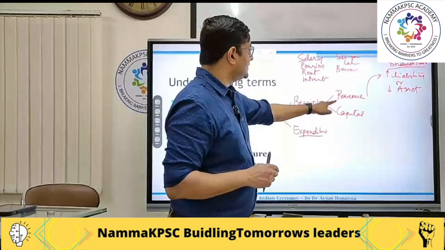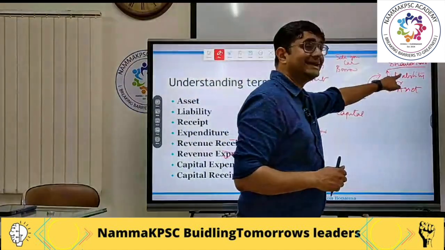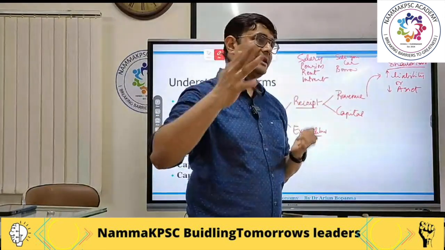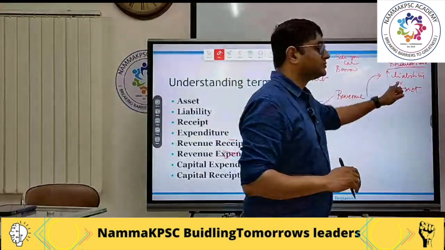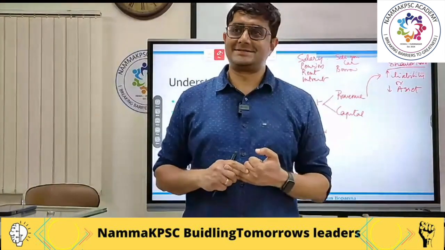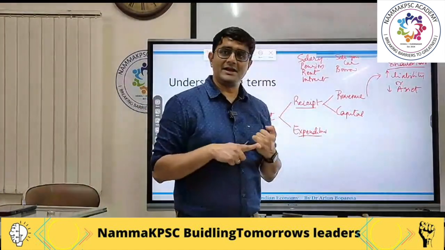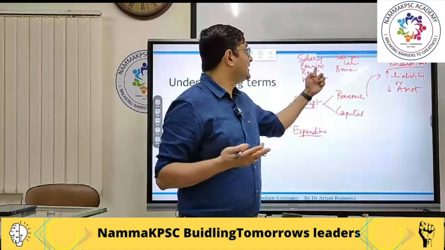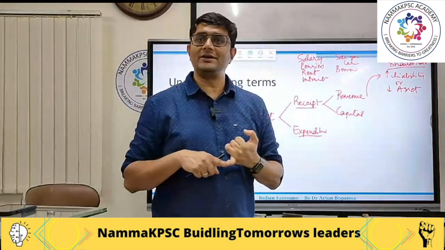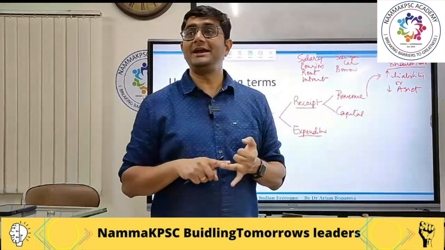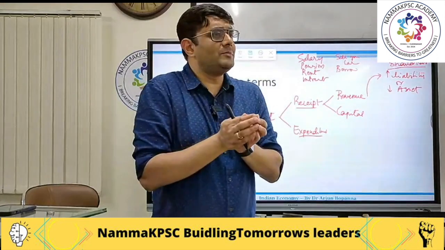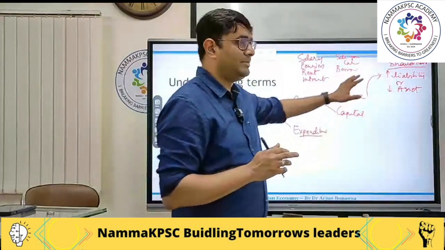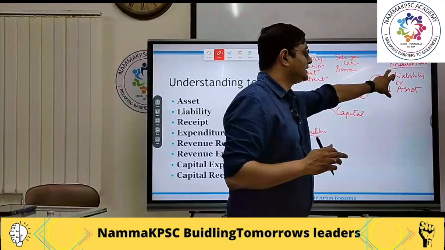So which one comes under revenue receipt? Which does not increase liability. It should not increase your liability, meaning you should not have to give it back. It's your own money, and it should not reduce the assets. Salary: is it creating any liability? Is it reducing your asset? No. Similarly pension, rent, interest: is it reducing your assets? Is it creating any new liability? No, it is your own money. You don't have to give it back. Neither is it creating any liability. So such a receipt is a revenue receipt.